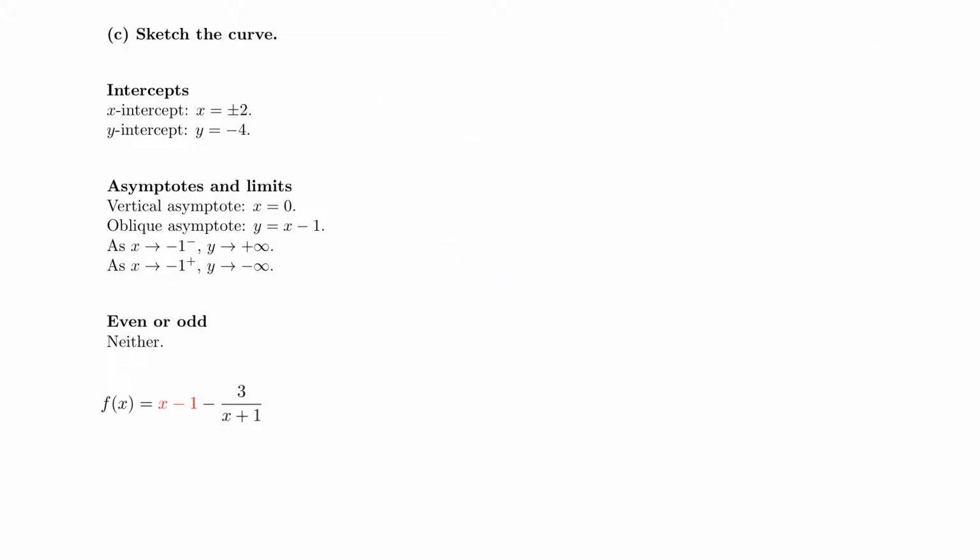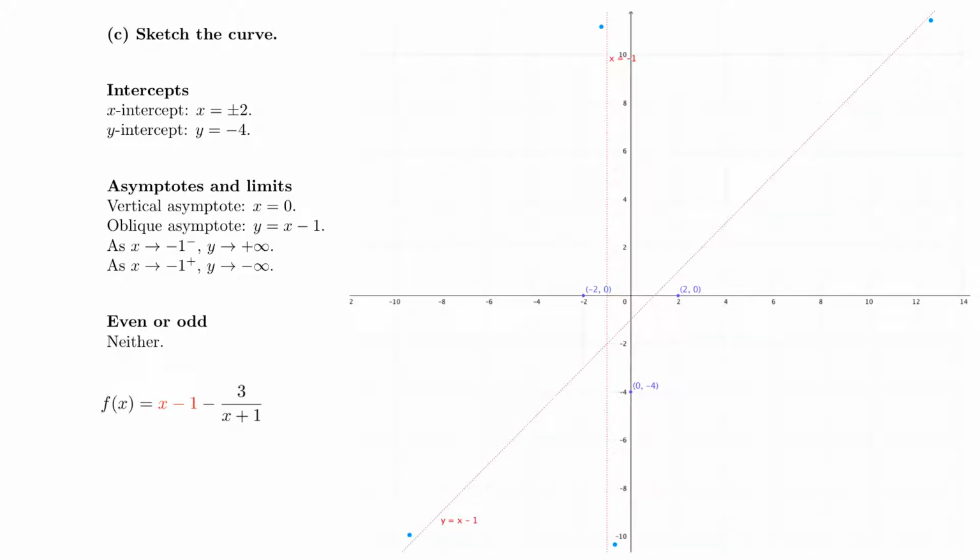Now for the last part, sketching the curve. Here, we can write out the information we have accumulated from the past questions and present it in an easy to understand way. From our table of information, we can read off our x-intercepts, which are at x is equal to negative 2 and x is equal to 2, and the y-intercept as y is equal to negative 4.